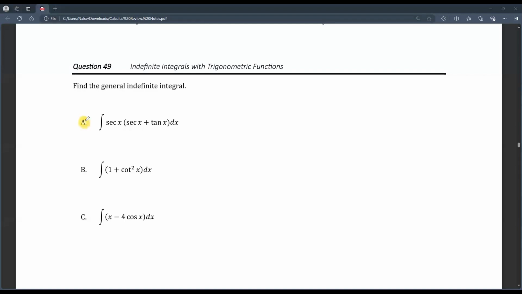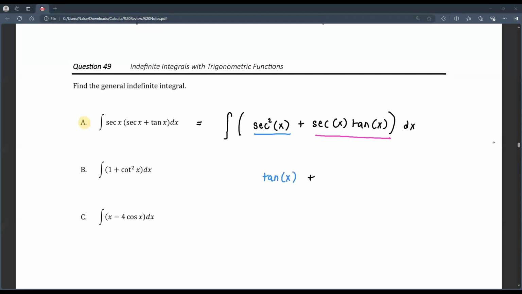Question 49. To find the indefinite integral given in Part A, we should first expand out the integrand into multiple terms. After this expansion, we see separate terms that are the known derivatives of tangent and secant. The final answer is tangent of x plus secant of x plus c.